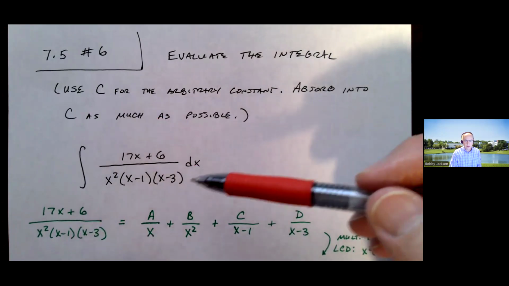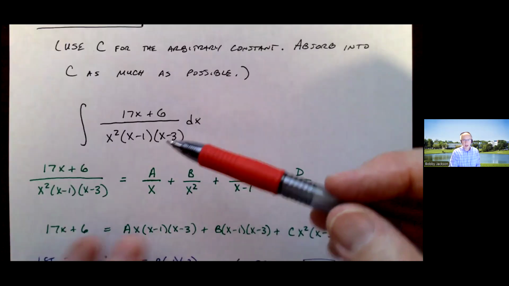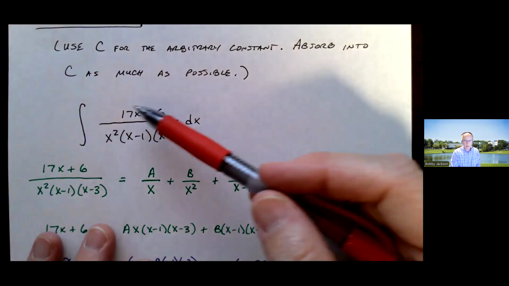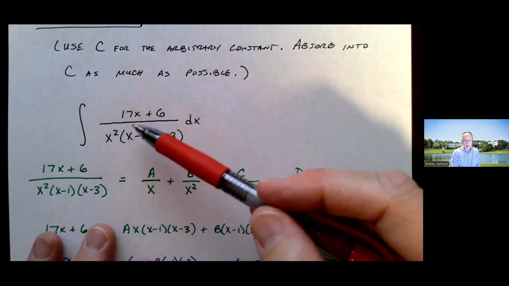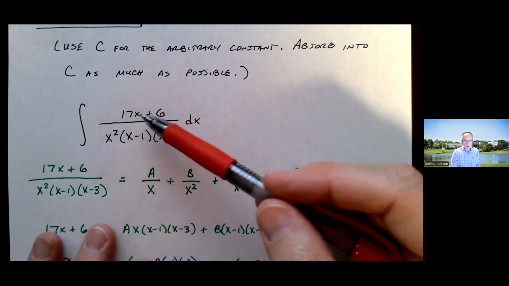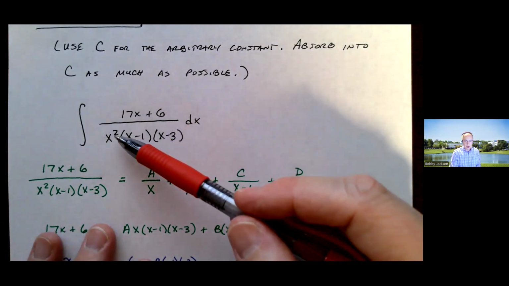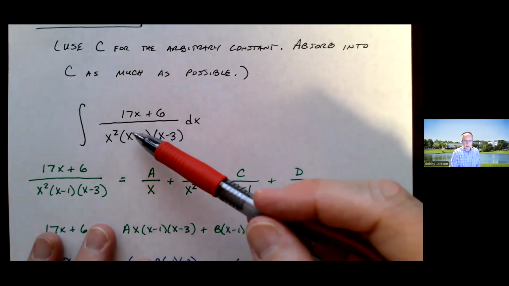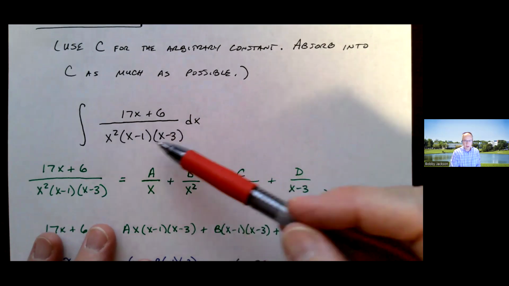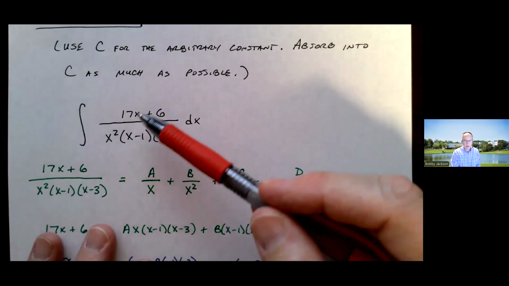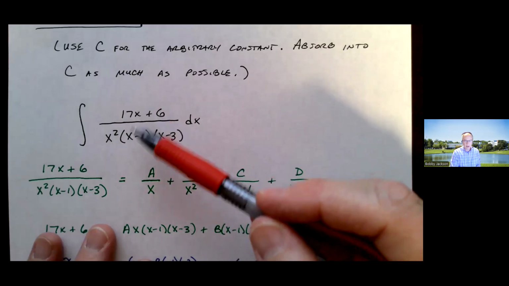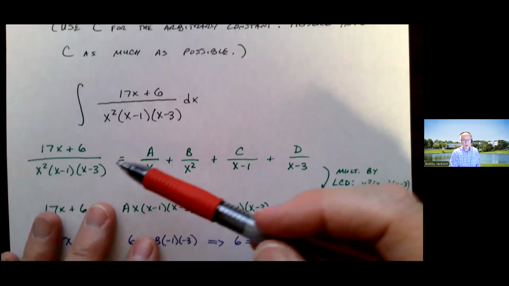Let's see how we're going to expand this out and write out its partial fraction decomposition. Notice the degree of the numerator is 1. The degree of the denominator, if we were to multiply this out, would be fourth degree, right? If I expanded this all the way out. So we're good to go ahead and look at the partial fraction decomposition.